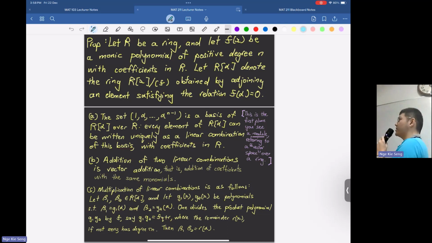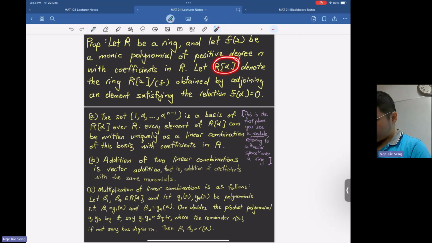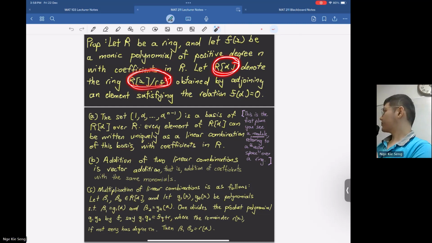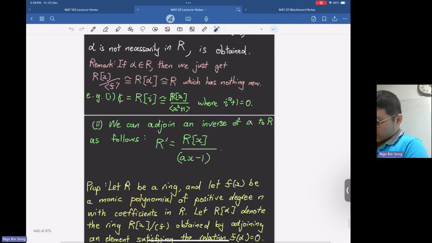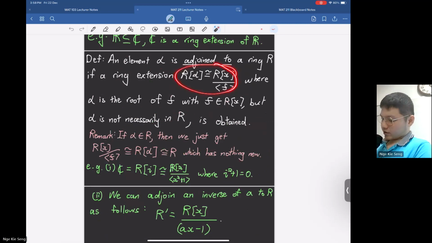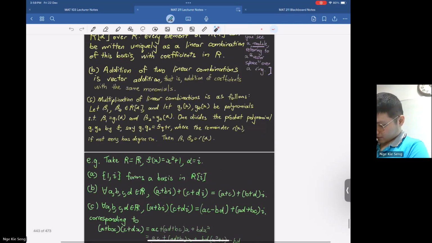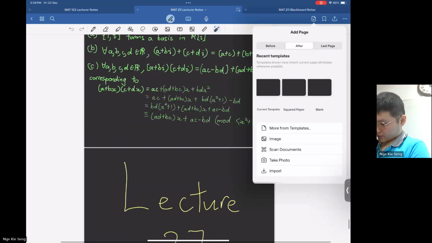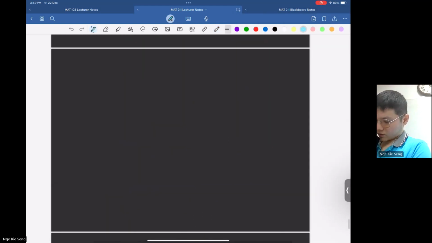Okay, and then there is a claim here. We let R[alpha] denote the ring R[x] quotient by f. And then actually we write an isomorphism between these two things, right? So let's write down the construction.